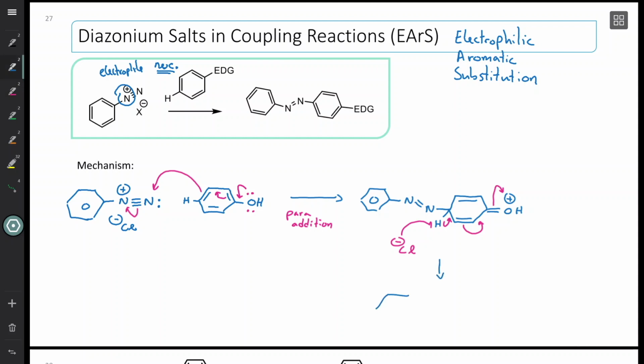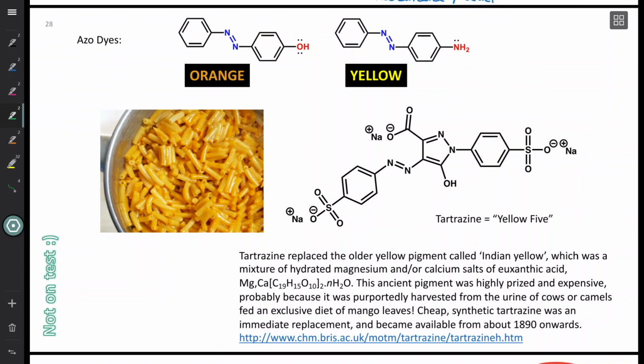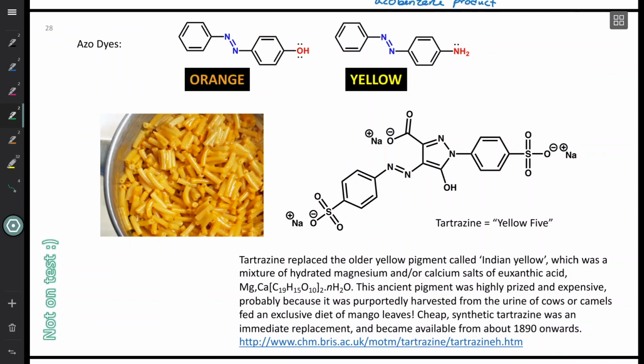So the final compound, this is an azobenzene product. This group here equals an azo group. So azobenzene products are really cool. Now this isn't going to be on the test, but I kind of have to talk to you about these.